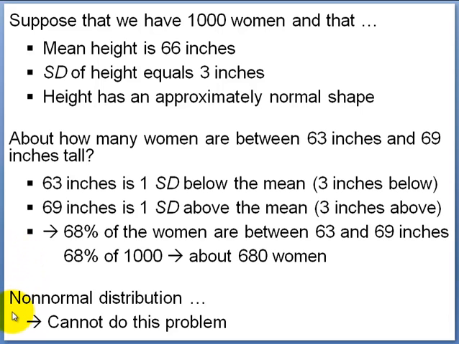To this point, we've talked only about one distribution, that distribution being the normal distribution. Not all distributions are normal, and so we're only able to do this problem because height was defined in this situation to be a normal distribution.